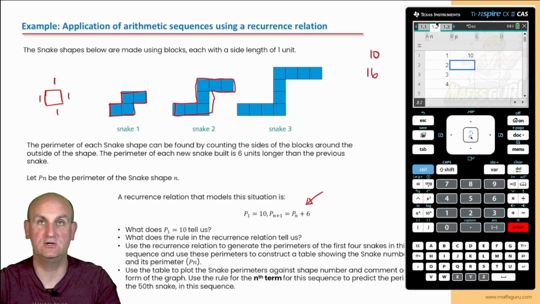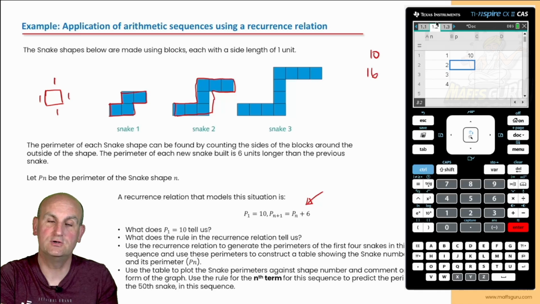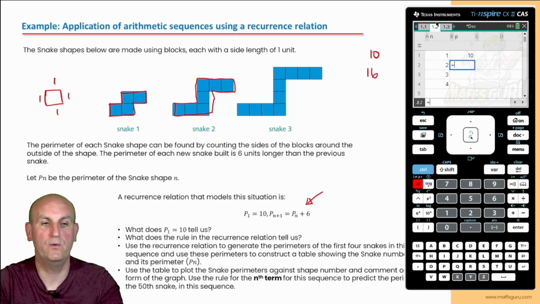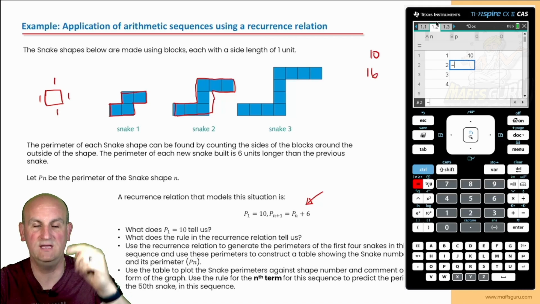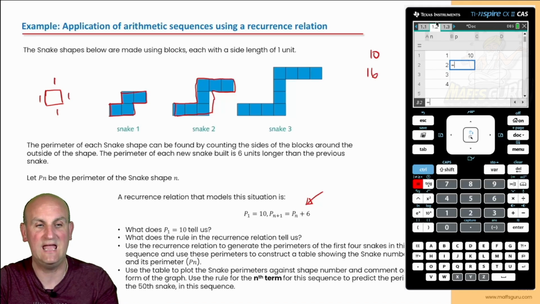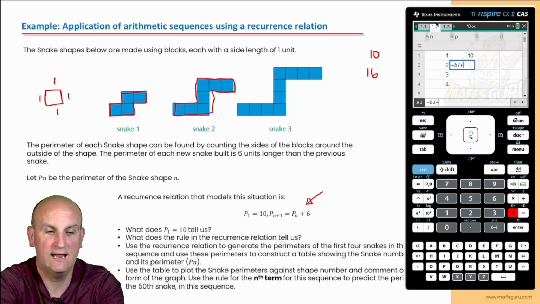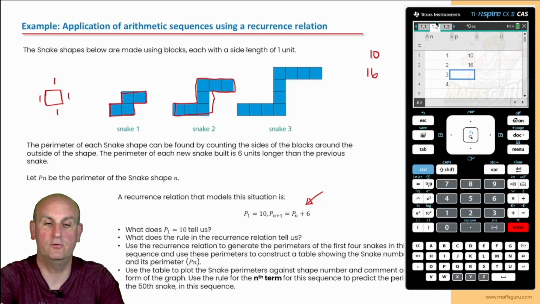Now I'm actually going to show you what I did at the last lesson to show you how to create this rule. I'm going to put equals. And I want the cell reference of the one above it. Equals says start a formula. So I'm going to do the 10, which is in B1. So I'm going to do B1, and I'm going to add on 6. There's my rule. So I've added on 6.